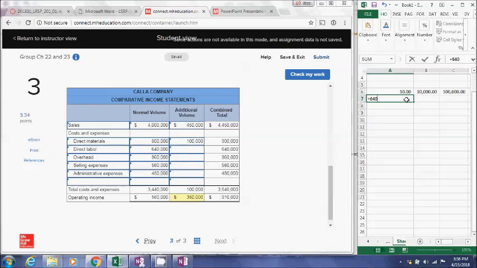All right, so $100,000. Okay, well, direct labor is also 100% variable. So plus 640 divided by the 80,000 gives us $8 a unit. Still 10,000 is what our additional is going to be. So we multiply that out and we should have $80,000.